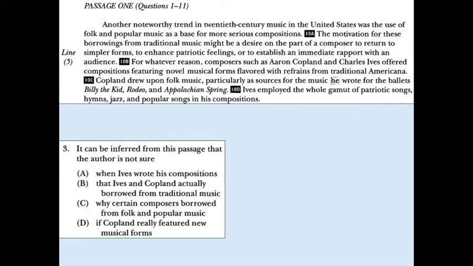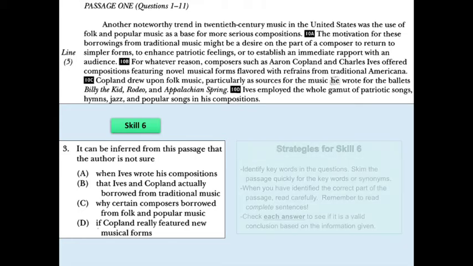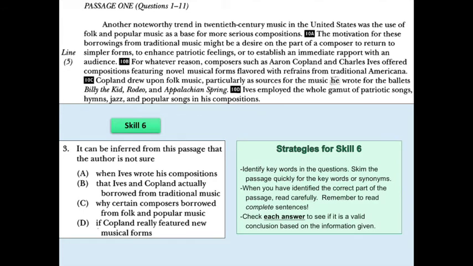Number 3. It can be inferred from this passage that the author is not sure. Okay, this is a Skill 6 question. And we know now that Skill 6 questions are very hard. This is one of the hardest skills, so it will take a little more time because the answer is not obvious in the passage. We have to infer, which means that we have to make a guess based on what is written in the passage. So let's look at the strategies for Skill 6.